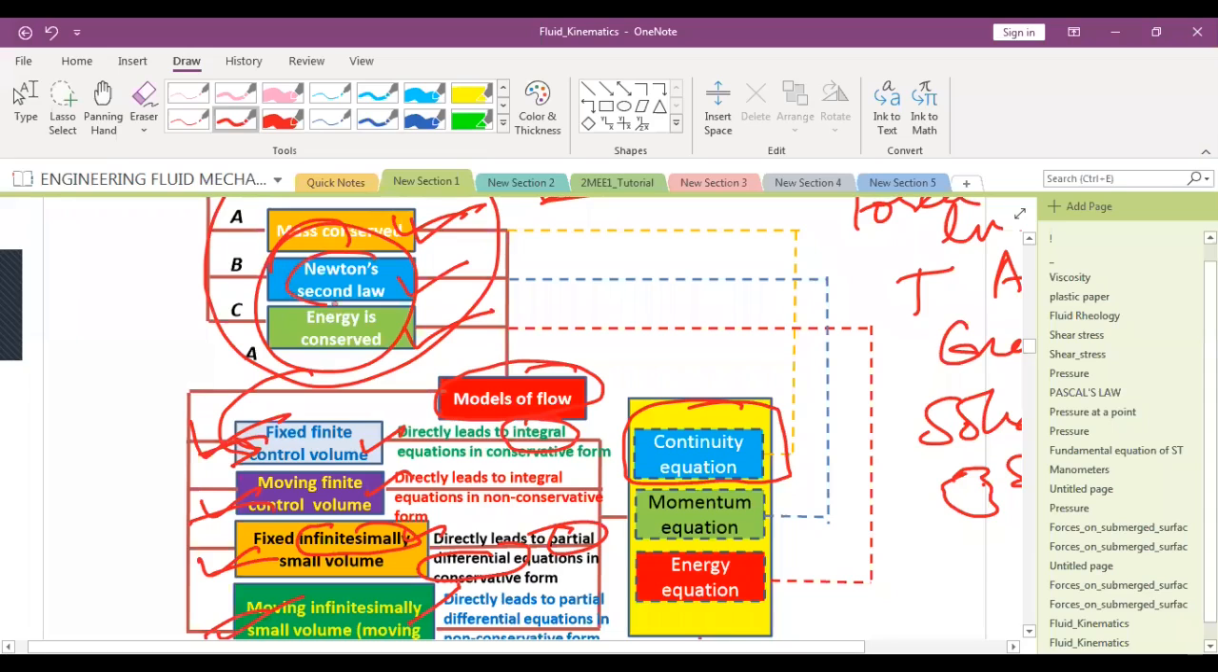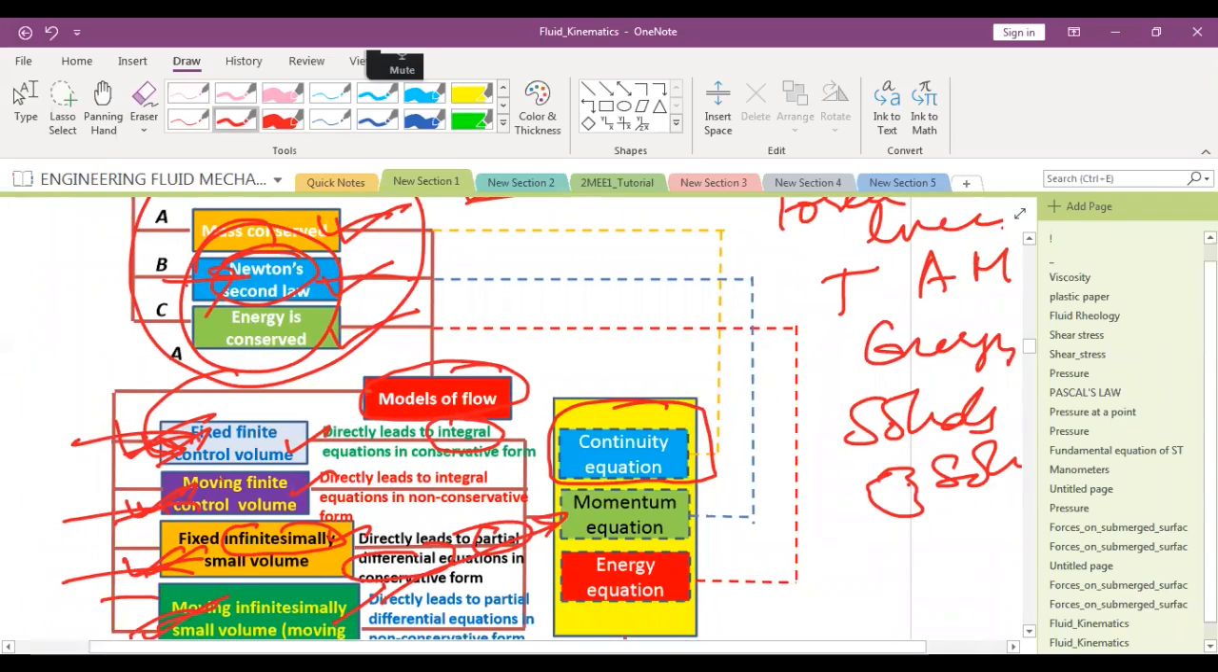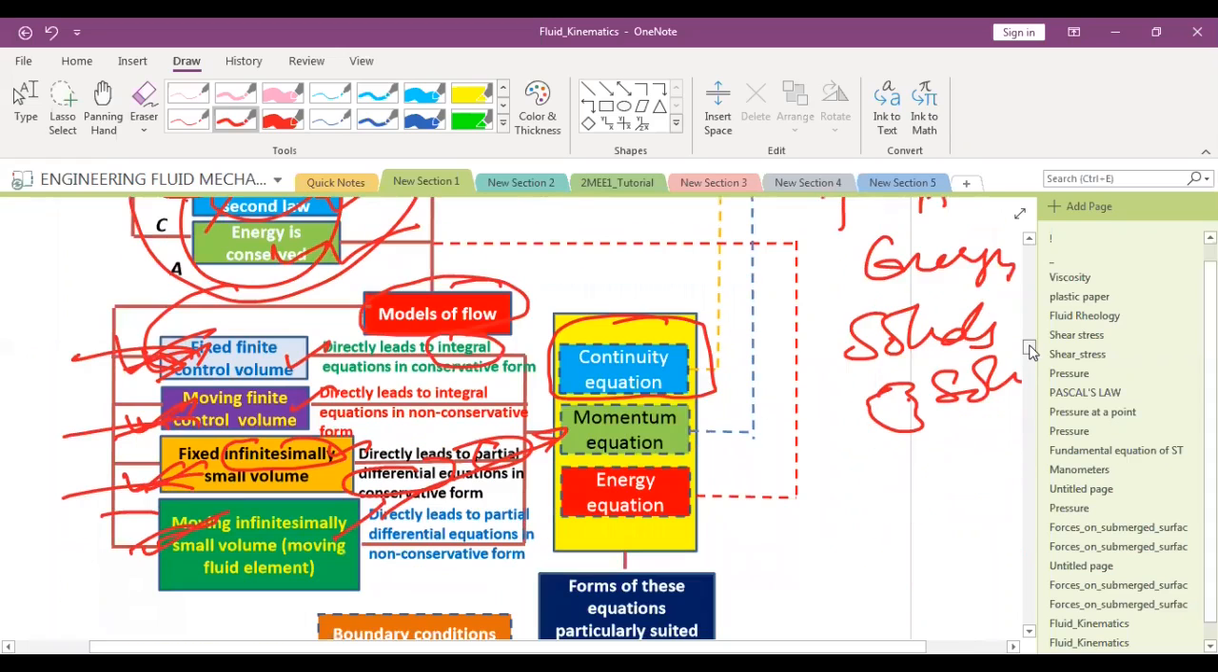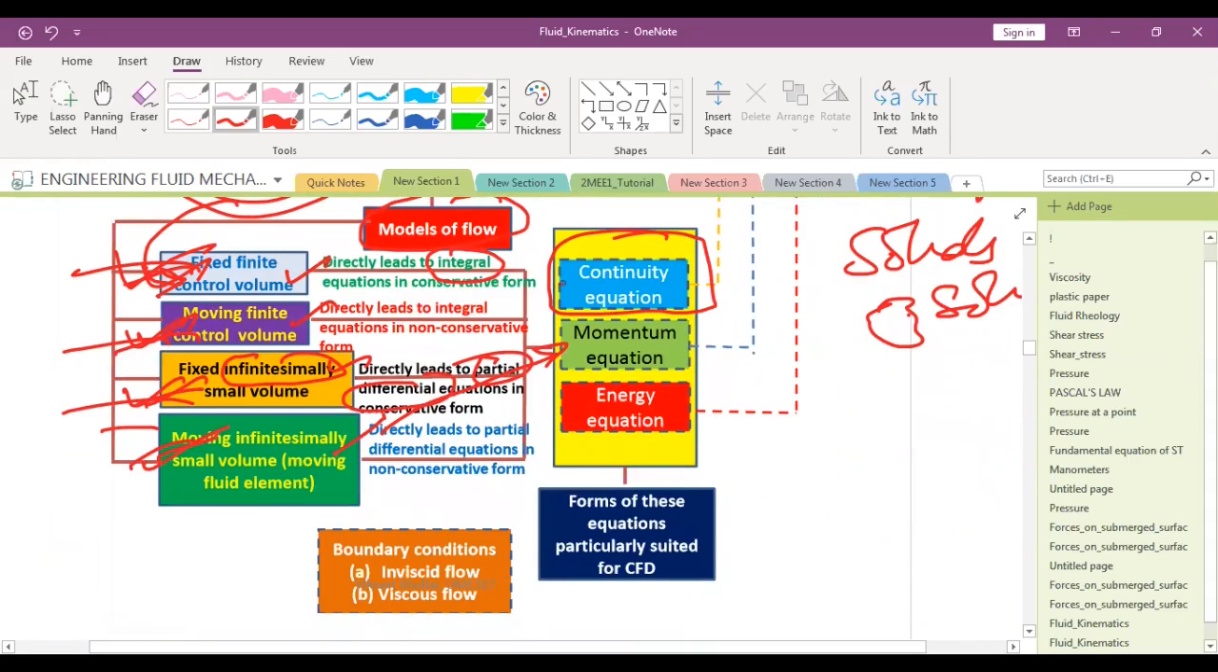Likewise, if you apply Newton's second law or the conservation of linear momentum to any of the four models, you will get the momentum equation. And all the four equations which you got by applying Newton's second law to these four models can be interconverted to each other. Likewise for energy. Any doubts to anyone? And one thing more, when you apply these laws to these models, you get differential equations or integral equations.